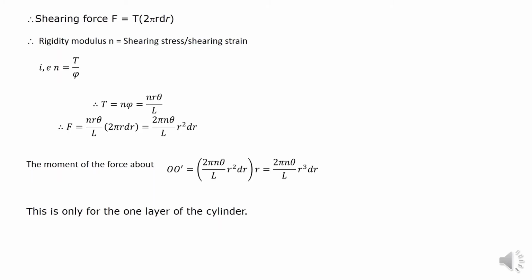Therefore, the moment of the force about O' is equal to force into distance, that is 2 pi n theta divided by L into r square dr into r, which is equal to 2 pi n theta divided by L into r cube dr. This is only for one layer of the cylinder.